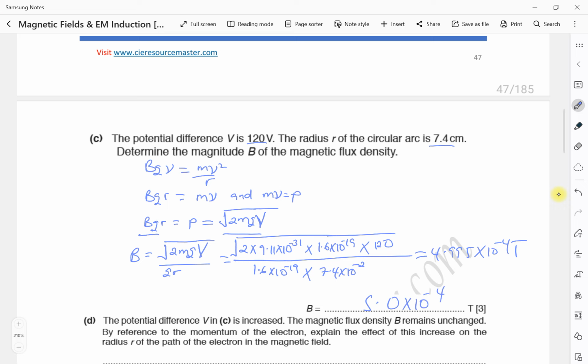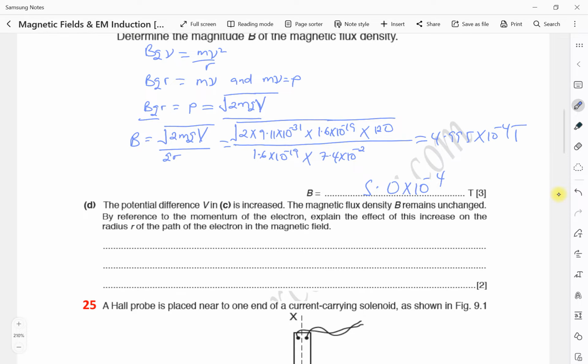The potential difference V is increased. The magnetic flux density B remains unchanged. So V is increased, B remains unchanged.